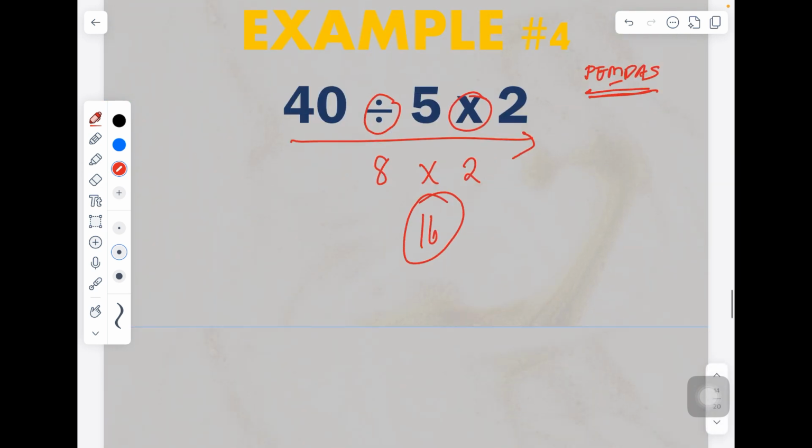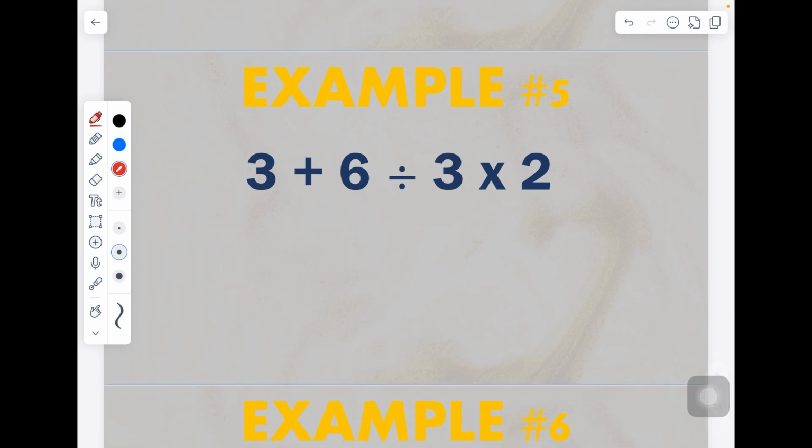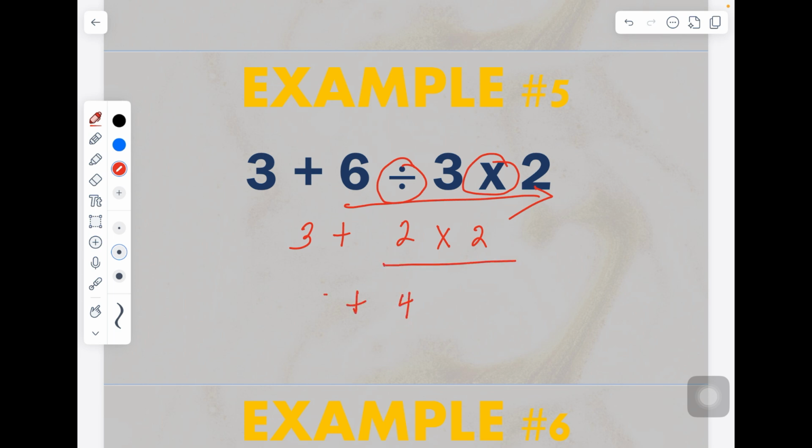Next, example number 5: 3 plus 6 divided by 3 times 2. You have division and multiplication, so do the operation from left to right. 6 divided by 3 is 2. Then 2 times 2 is 4, plus 3 is 7.